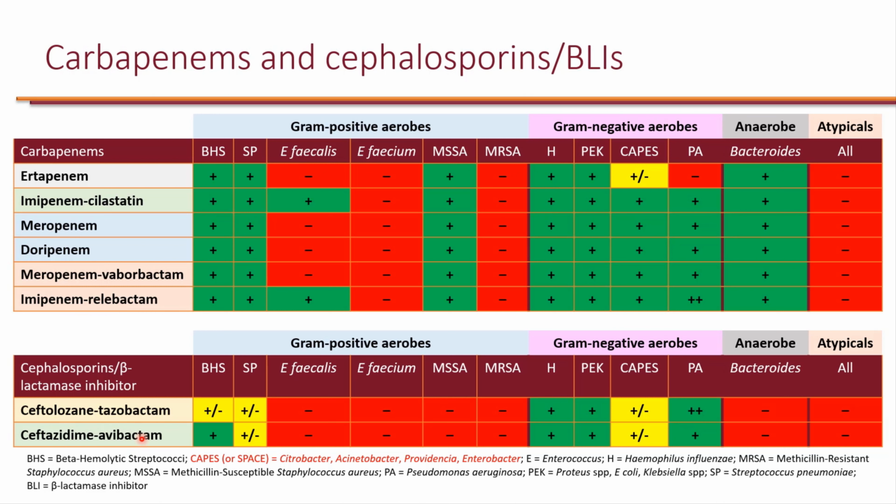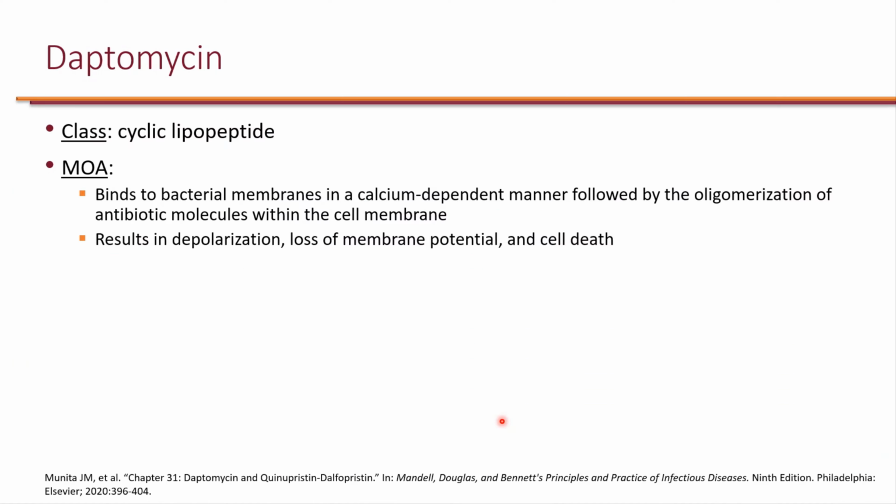So it really had a big role when we had Enterobacterales that were resistant to carbapenems. Ceftazidime-avibactam would have been the only drug of choice at the time. But nowadays we have these carbapenem combinations with beta-lactamase inhibitors. So we have several options now for carbapenem-resistant Enterobacterales.